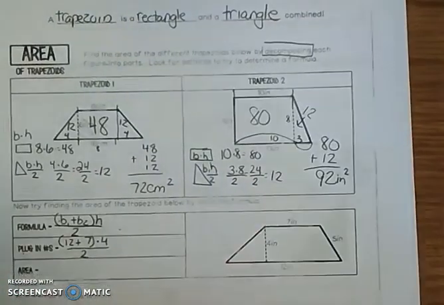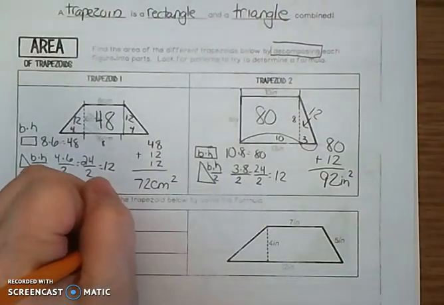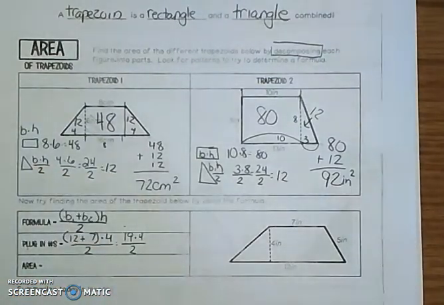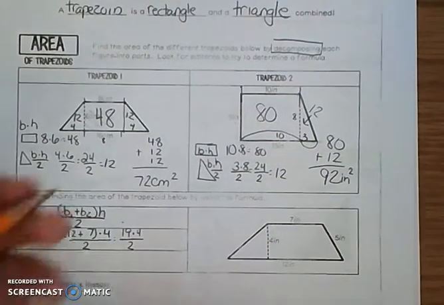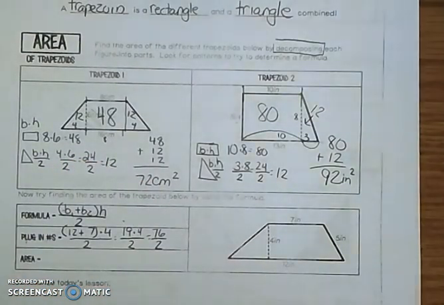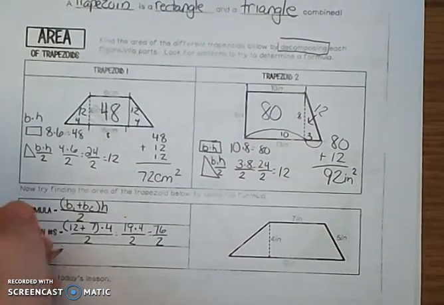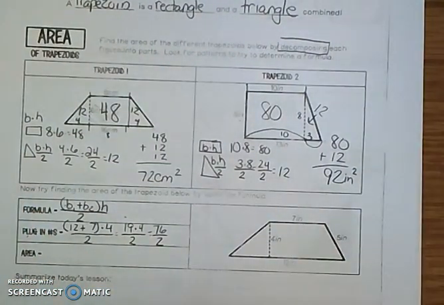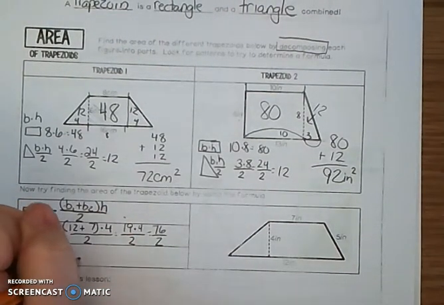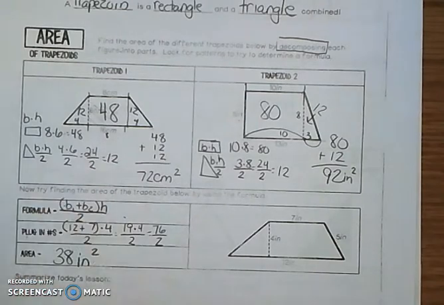So 12 plus 7 is 19 times 4 divided by 2. So let's do 19 times 4, which is 76, divided by 2, which is 38. So the area of this trapezoid is 38 inches squared.